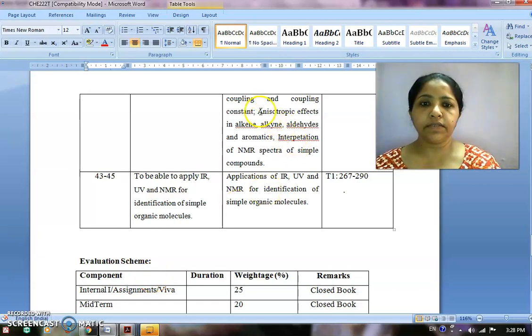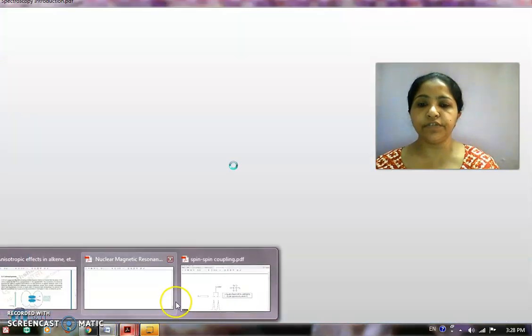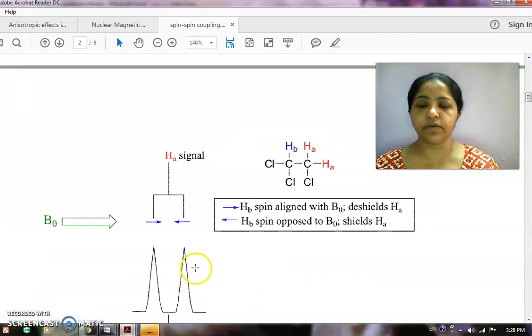So today I will discuss the anisotropic effect in alkenes, alkynes, aldehydes and aromatics. Okay. Let us first start with the revision of the earlier things that we have done already.